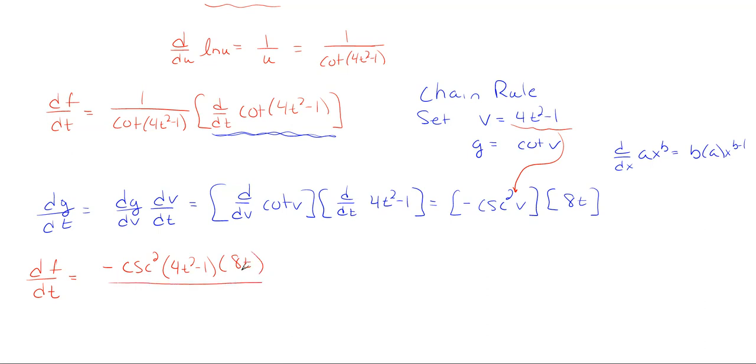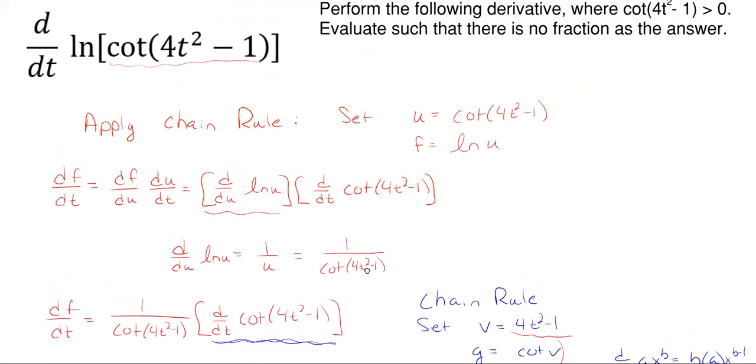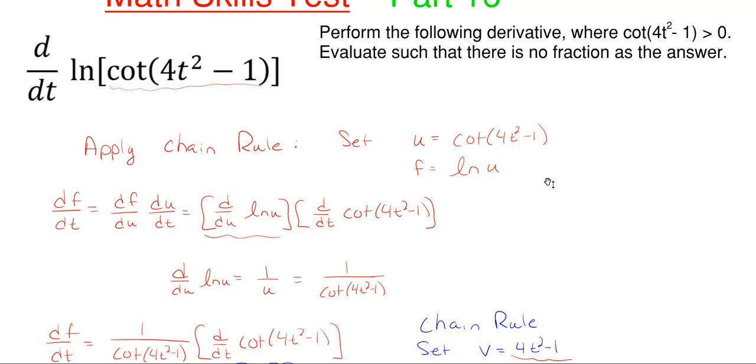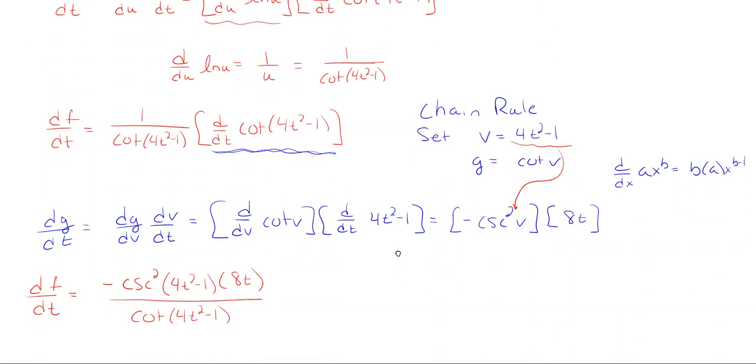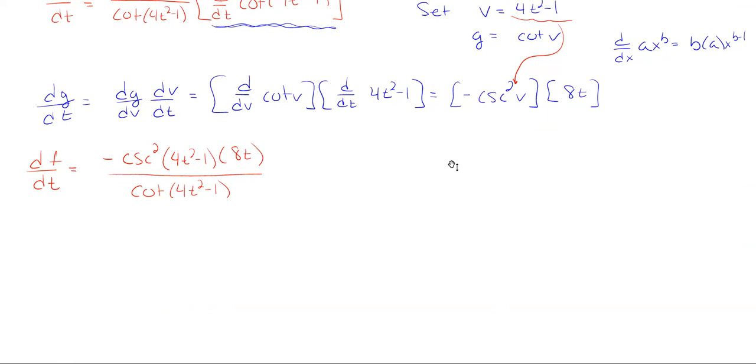And then all of that will be divided by the cotangent of 4t squared minus 1. Now, we could leave this as our answer if we were not tasked with the second statement in the problem saying evaluate such that there is no fraction as the answer. Well, what do we have? We have a fraction as an answer here. So we are going to have to use some trig identities because this is the derivative, but we have to turn it into a non-fraction answer. So we're going to have to simplify this even further.